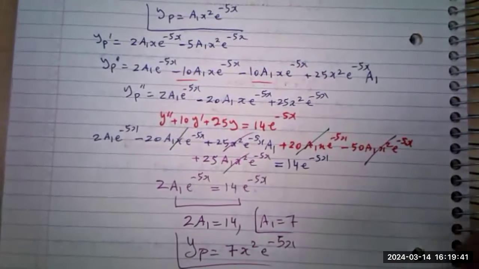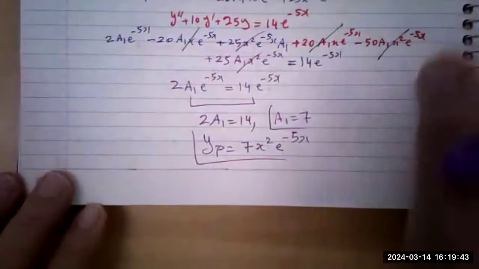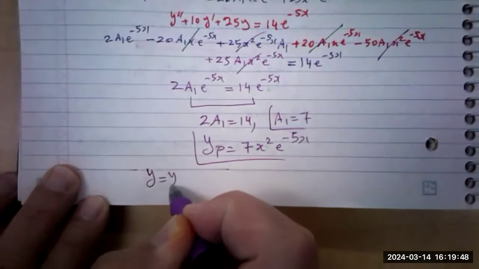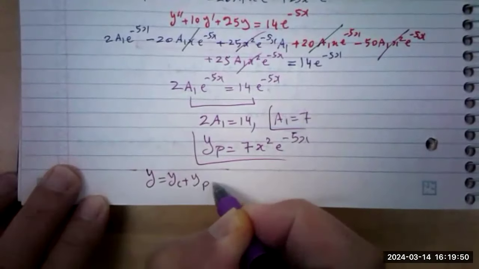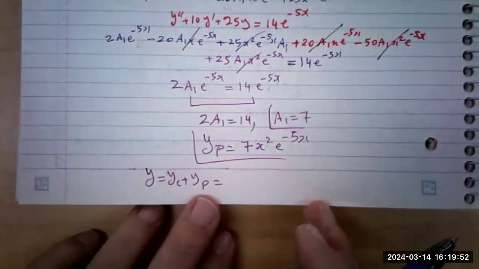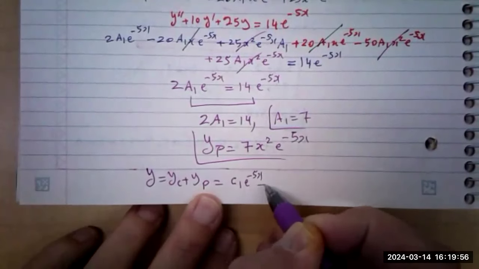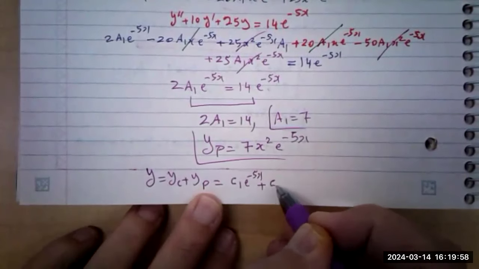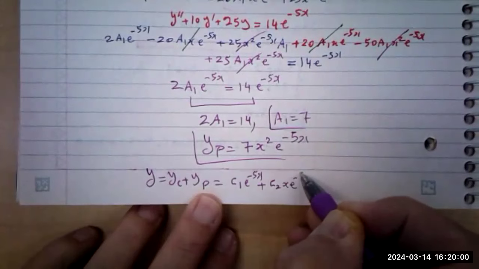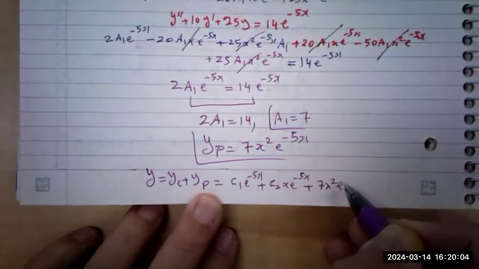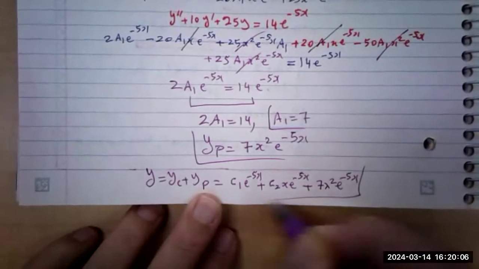This is yp. Any questions? So the final answer, y equal to yc plus yp, where yc is c1 e to the negative 5x plus c2 x e to the negative 5x, and yp is 7x squared e to the negative 5x. And you're done.